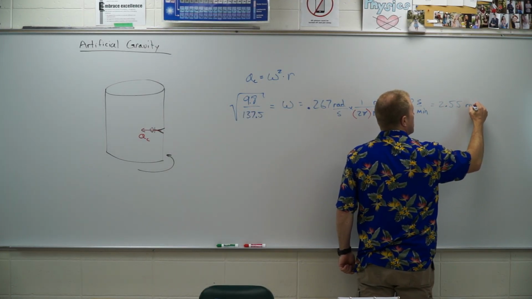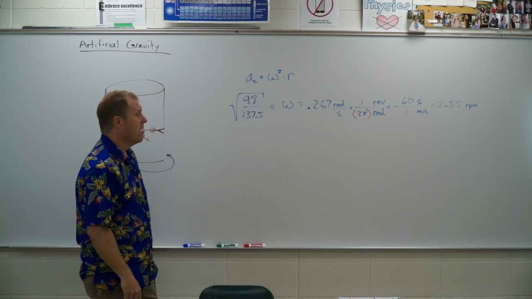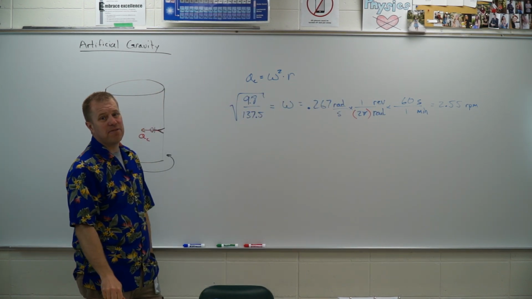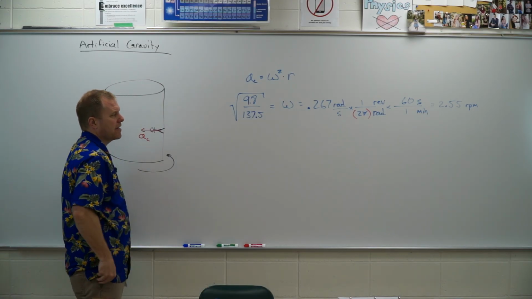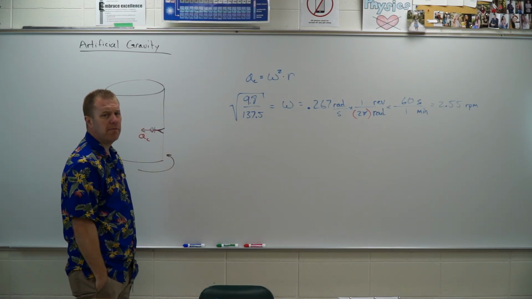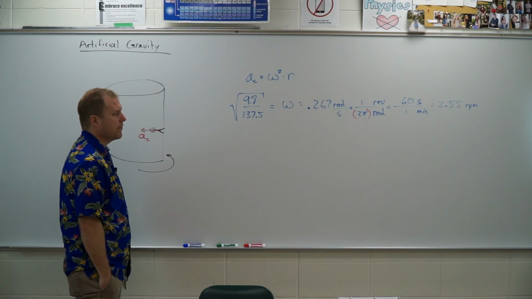2.55 RPM. That's a pretty quick spin rate, and you have to have pretty quick spin rates in order to have this happen. So it's kind of a problem if you're going to have any significant centripetal acceleration. So there you go.